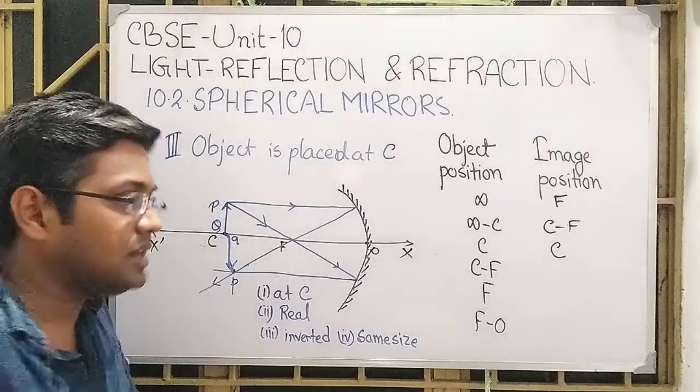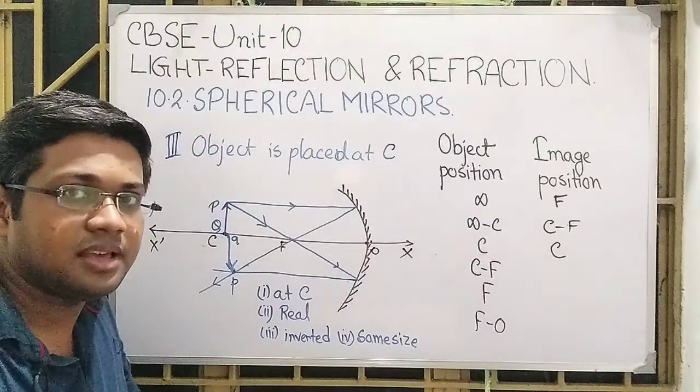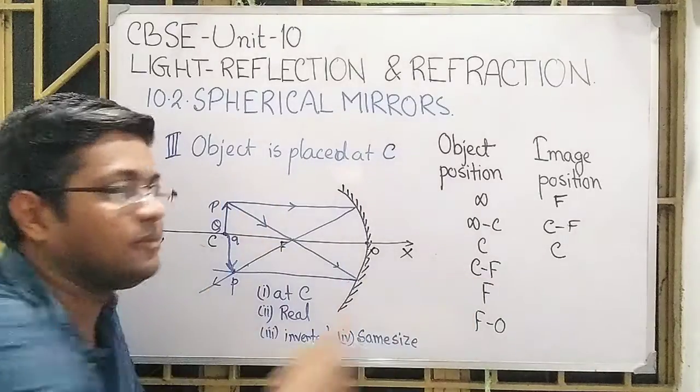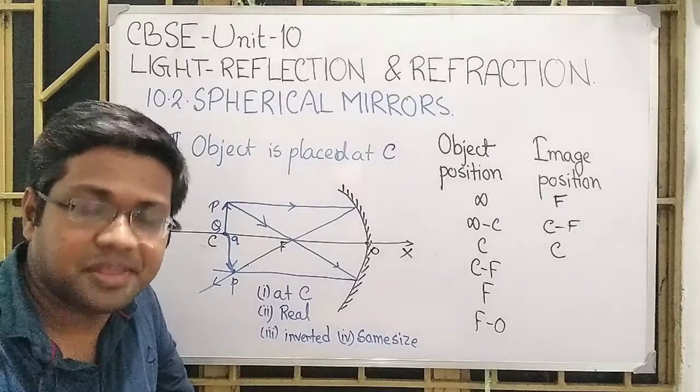The next is, what will happen, where the image will be obtained if the object is placed in between C and F. Okay, we will see in the next one. Okay, thank you.